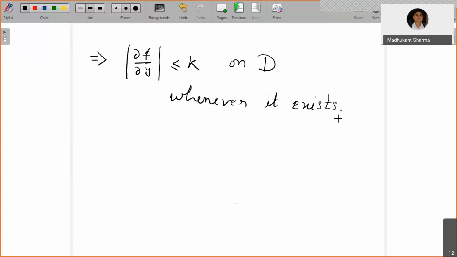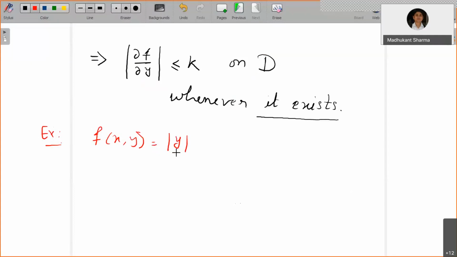So this has a very strong meaning, whenever it exists. So it may or may not exist. So for example, look at the function. Okay, so let's look at the function. The right hand side is f of x comma y equals, let's take, mod y.